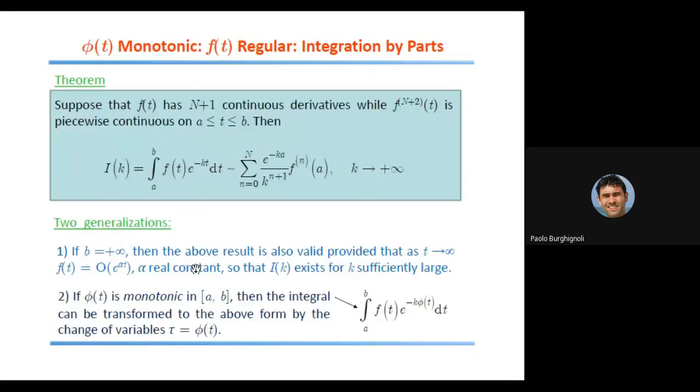So in this case, why is it easy to generalize the theorem? Because it's a simple matter of changing variables in the integral, and then recovering the case covered by the theorem. Okay, so you introduce a new variable tau, which is equal to phi of t, and by doing that and performing the necessary algebraic steps, you will be able to write down this generalized Laplace integral in terms of an ordinary Laplace integral. Okay, and so be able to apply the theorem.